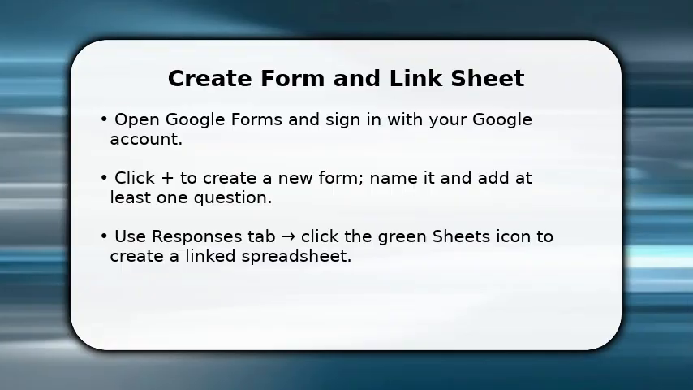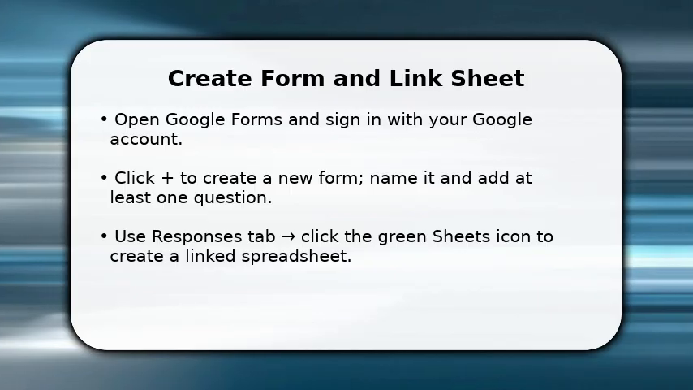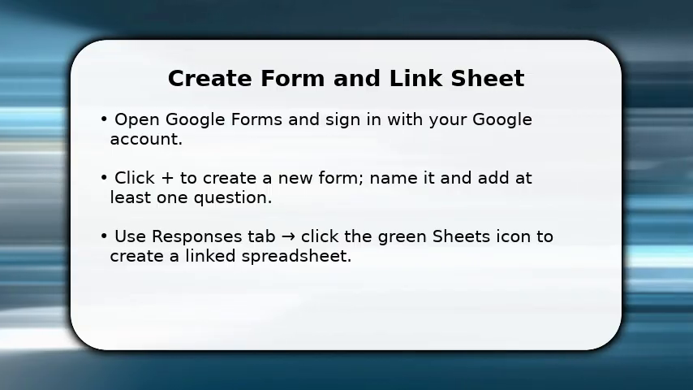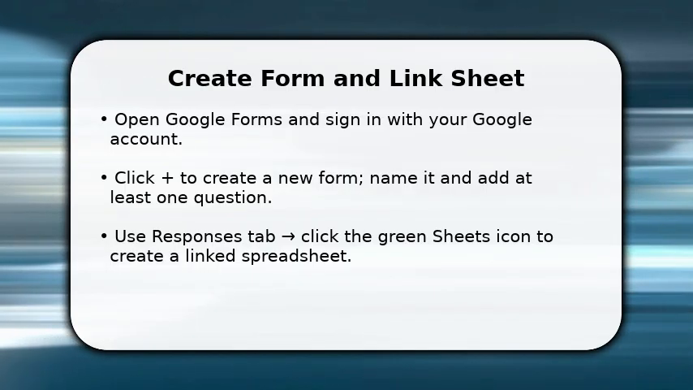You'll start by making the form and immediately linking responses to a sheet. Open Google Forms, create a new form, and add the questions you need. Once done, switch to the Responses tab and click the green Sheets icon. Choose Create a new spreadsheet or select an existing one. This step ensures every submitted response is captured in real time into columns.